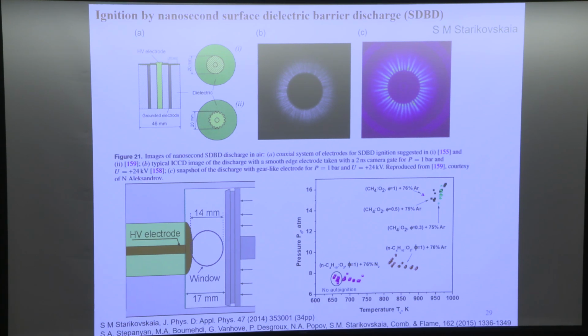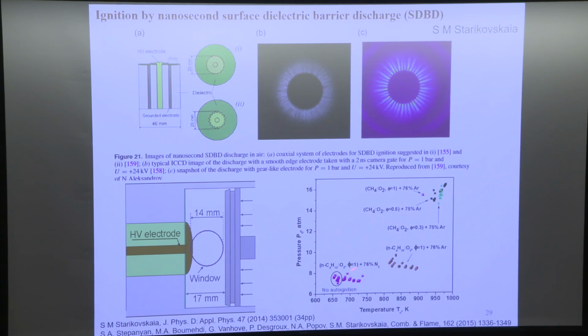So for example, Svetlana Starikovskaia in France wanted to use this kind of surface gliding discharge. You can see that when you have a high-voltage electrode and dielectric materials, and then you fire the high voltage, you generate all these kind of streamers. This streamer is gliding along the surface, and that creates a large ignition volume. So this is what she shows here.